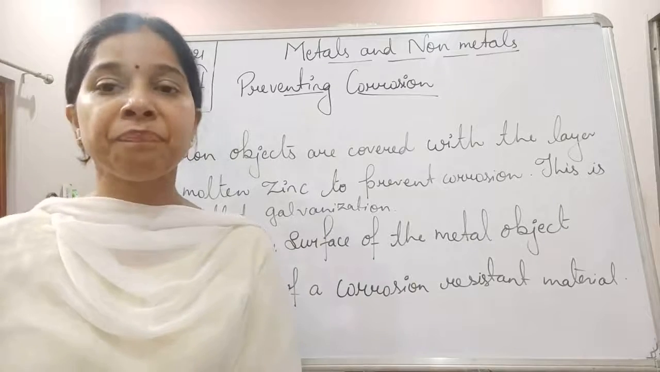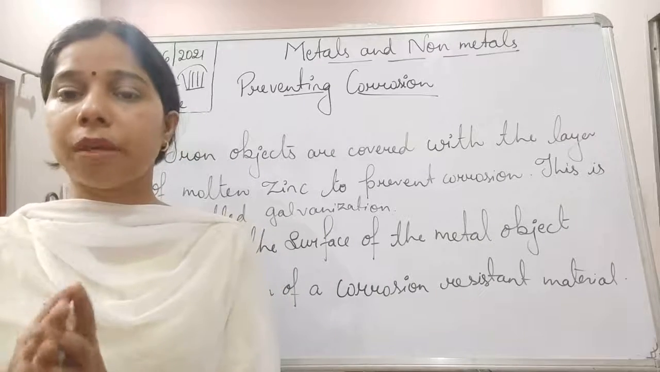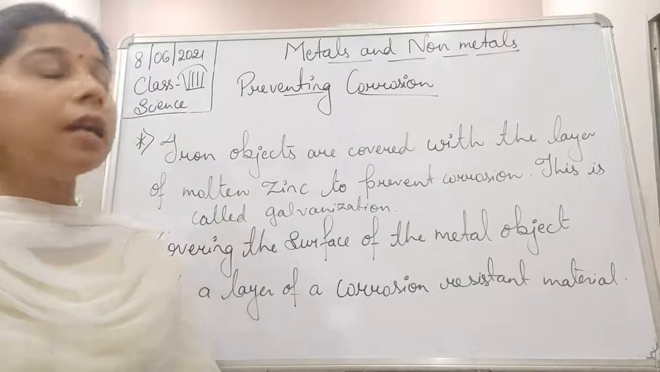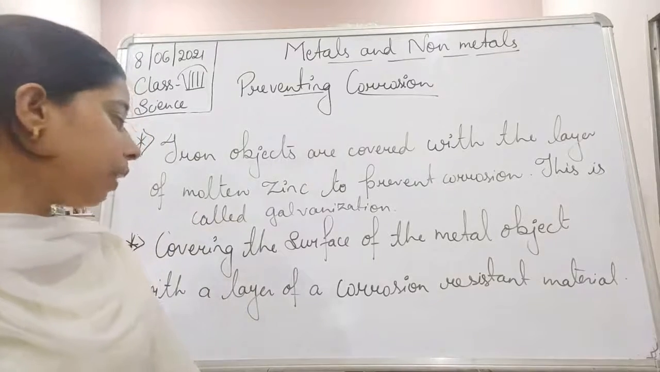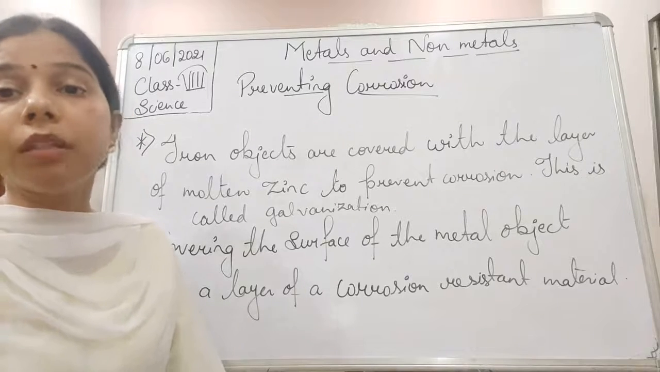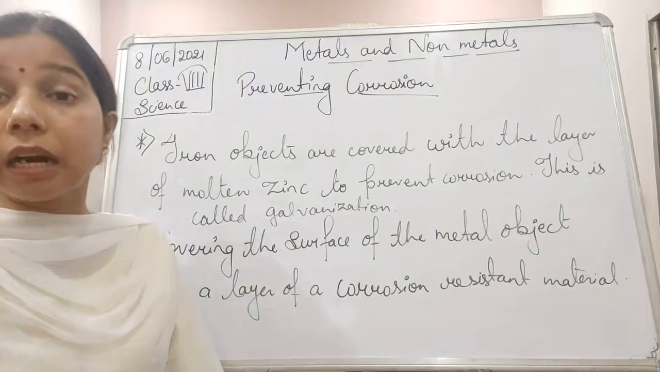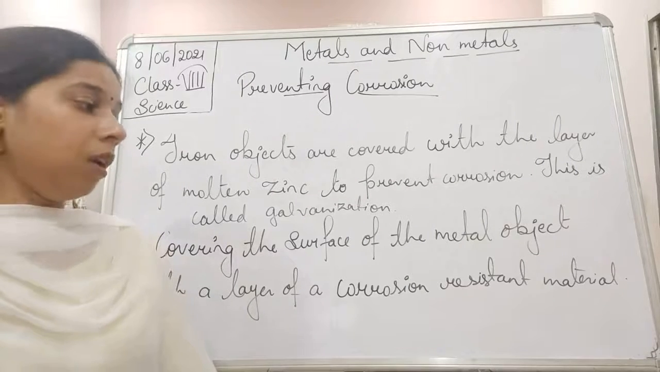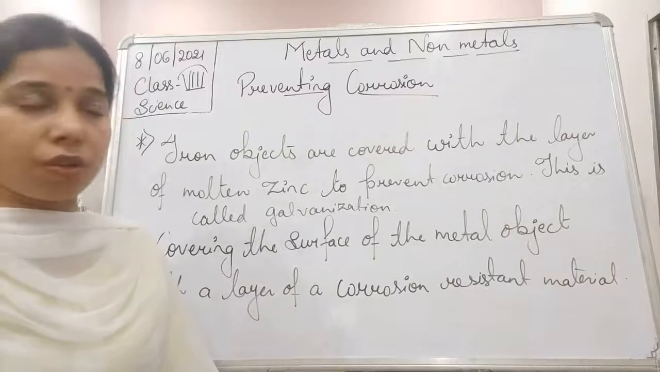You see, students, in the previous method we made alloys, and in alloys we mix two metals, or a metal and a non-metal, together in order to prevent corrosion. We do the same thing here also. Here, instead of mixing, we cover the surface of the metal with another metal, which is also resistant to corrosion.